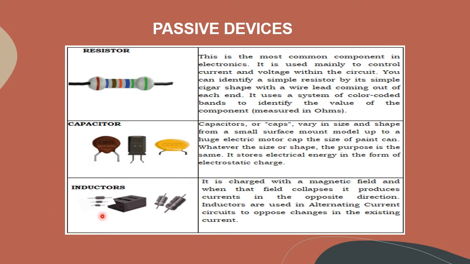And last, we have the inductors. It is charged with a magnetic field, and when the field collapses, it produces current in the opposite direction. Inductors are used in alternating current circuits to oppose changes in the existing current.